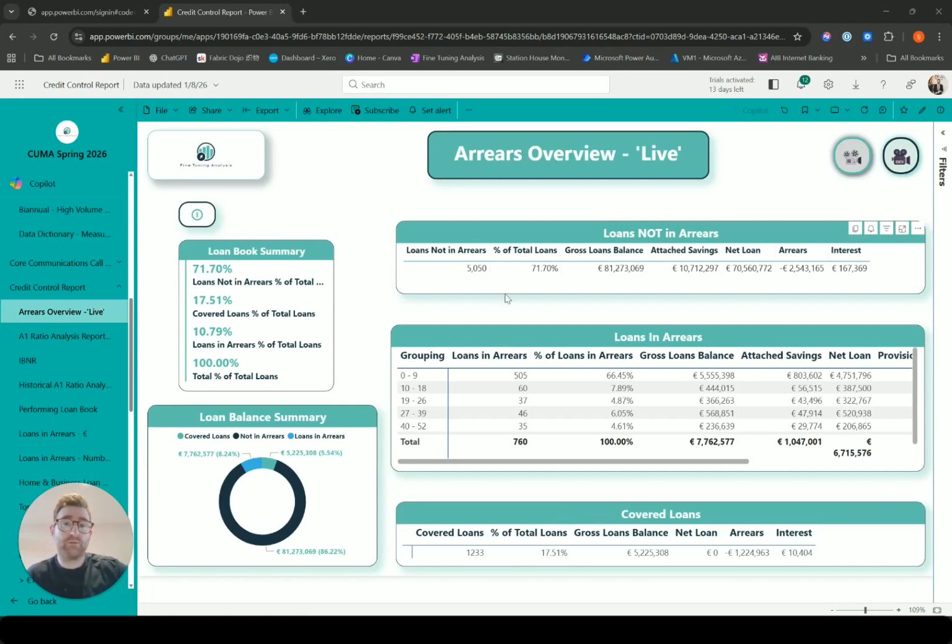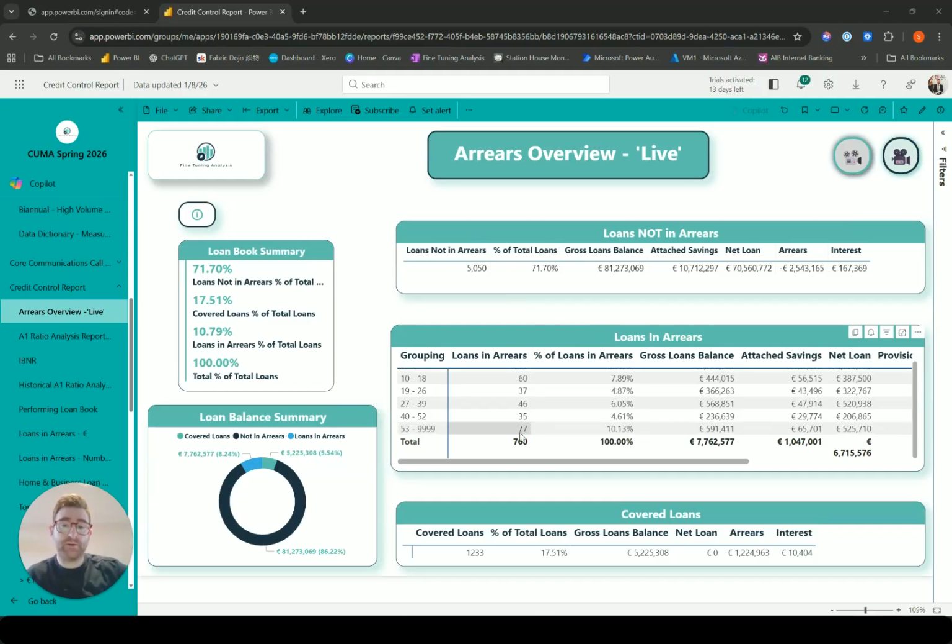The first page is an overview, a snapshot in time of essentially live. So how are our loans looking? You can see here there are 5,050 loans not in arrears, and there are 760 loans in arrears, which essentially means you're behind on your payments on your loan, and there are 1,233 covered loans. Okay, so not too worried about them because those loans are covered. So this would be the key focus for a credit controller.